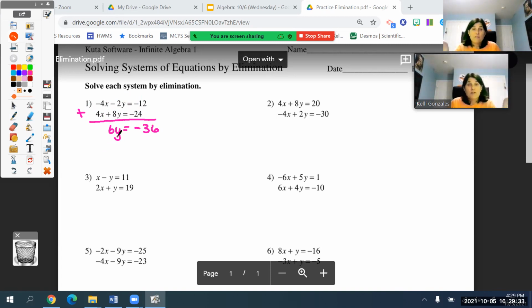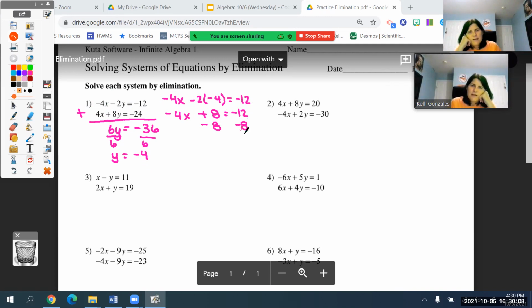So now I can solve for y, and I end up with y equals negative 4. And then you guys know from substitution, it's the exact same thing. So I need to pick one of these to substitute it into. I'm just going to use this top one. So I have negative 4x minus 2 times negative 4 equals negative 12. So negative 4x, negative times negative is positive 8 equals negative 12.